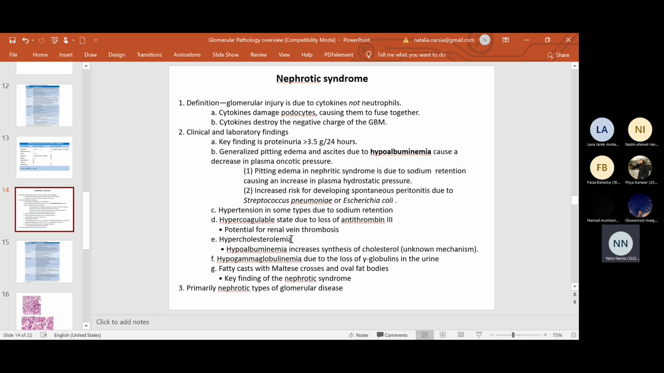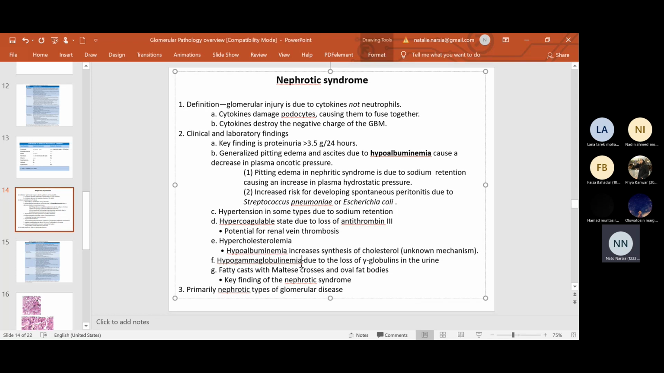Lipids, I mentioned hypercholesterolemia. I mentioned that cholesterol is increased. So lipiduria you can have. Hypoalbuminemia increases synthesis of cholesterol, that you understand. And this is important: hypogammaglobulinemia. In clinical cases, usually people with nephrotic syndrome have infections. Okay, in fact, they are prone to develop multiple infections. And why? Because they have hypogammaglobulinemia, immunoglobulin they don't have. For that reason, they have increased risk of infections. Okay, and fatty casts because of this hypercholesterolemia.